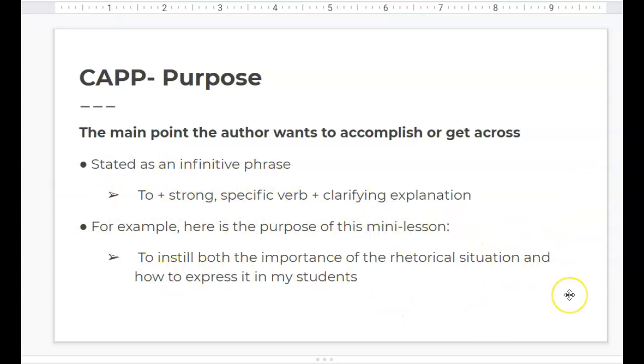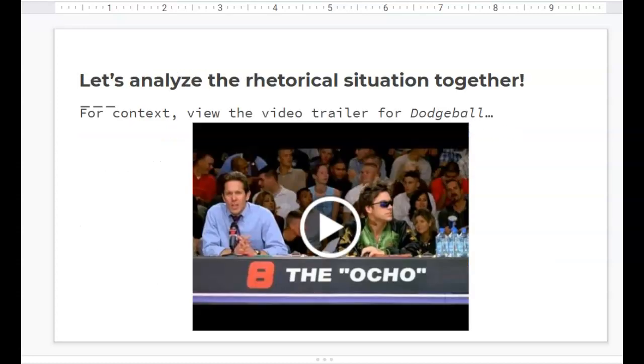So here's the example. Here's the purpose of this mini lesson: to instill, there's your infinitive, both the importance of the rhetorical situation and how to express it in my students. Okay, so I want you to understand, and I actually need to change some words because it said how to express it to my students would be better. But this would be a way of how you would write that purpose statement out. To plus an infinitive. Okay, so let's do some practice now.